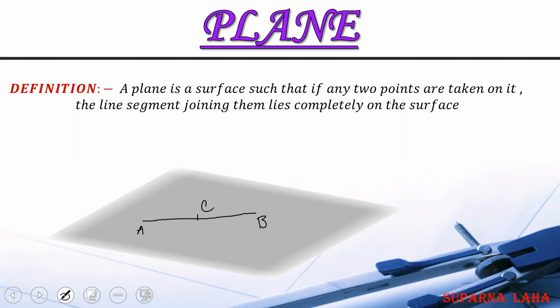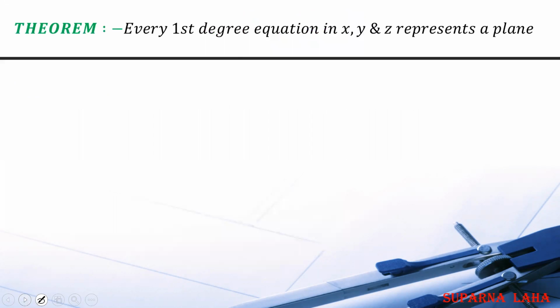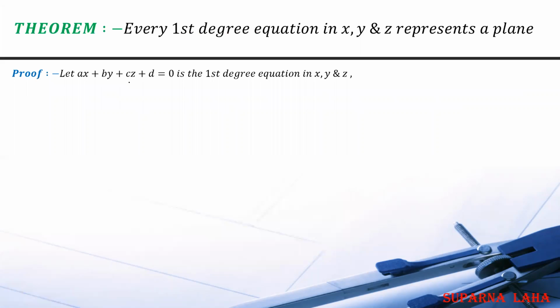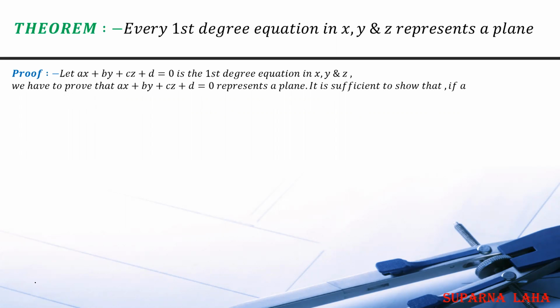Okay, so there is a theorem that says that the general equation of the plane is ax plus by plus cz plus d equals 0. Or we can say the first degree equation in x, y, z represents a plane. So we are taking the first degree equation in x, y, z, ax plus by plus cz plus d equals 0, and we need to prove that it represents the equation of a plane. That means it will satisfy the definition of the plane.